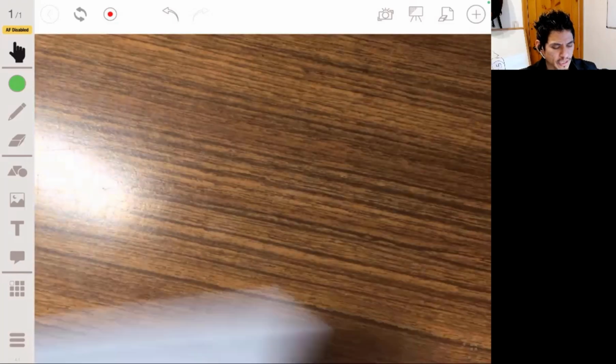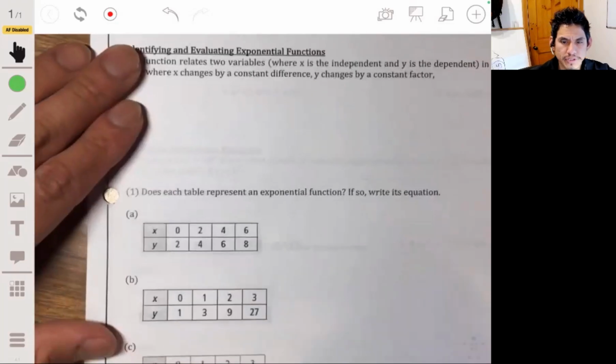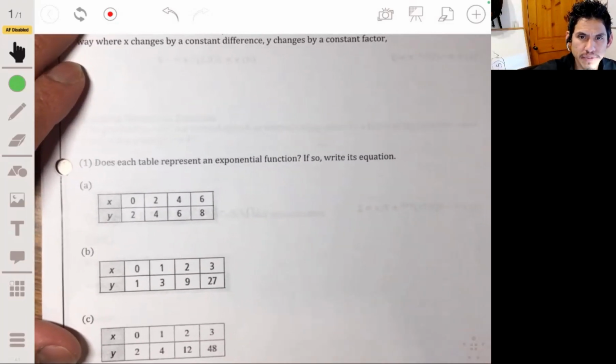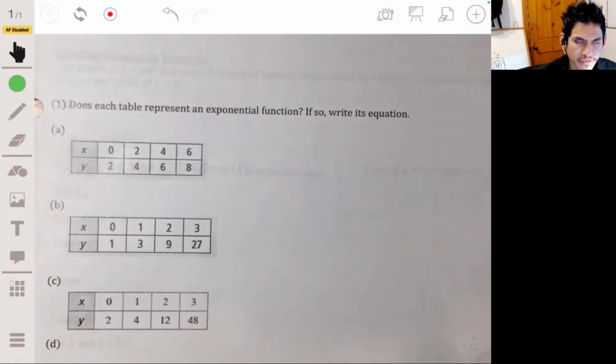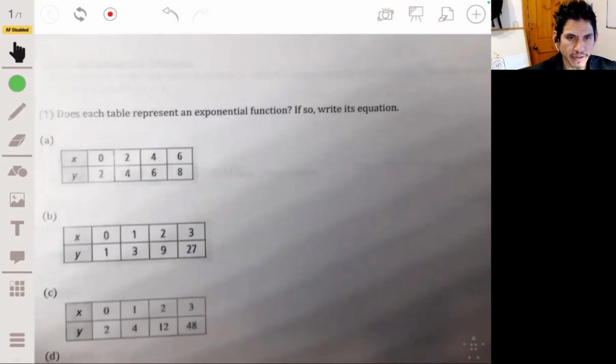So let's first look at some patterns to get our intuition going of how an exponential function is different from the linear functions or the other types of functions we've been seeing.